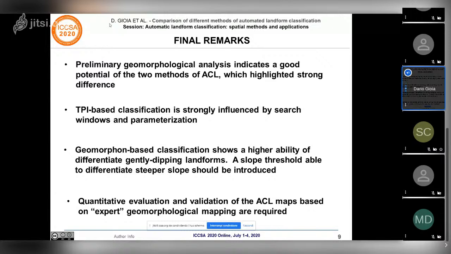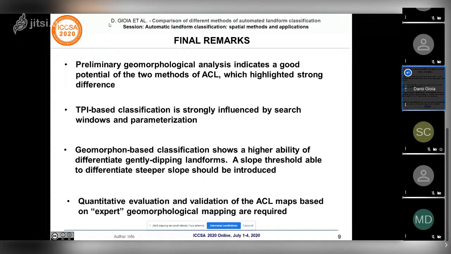Visual and statistical comparison of the automatic landform classification maps highlights a strong difference between the two algorithms, which provide different landform classification. This has been mainly observed in the flat and low-relief sectors. TPI-based classification is strongly influenced by search windows, whereas the geomorphon method is easier to apply.